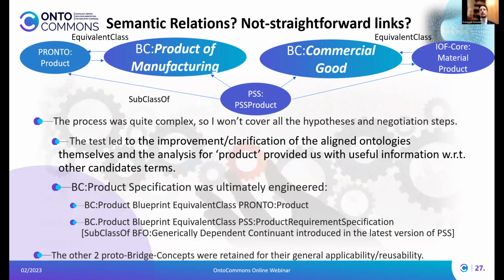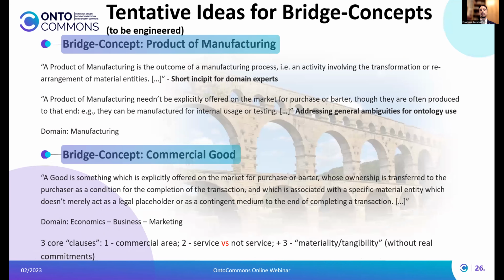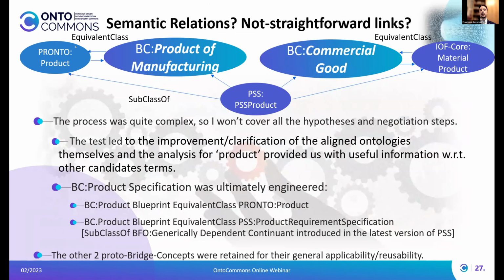In this case, we made, for instance, at the first stage, two bridge concepts that were aligned with equivalent class and subclass relations. And we went from there analyzing whether there were good connections or connections which could be employed in different ontologies, whether they were really close to some ISO standards or not. In this case, they were.